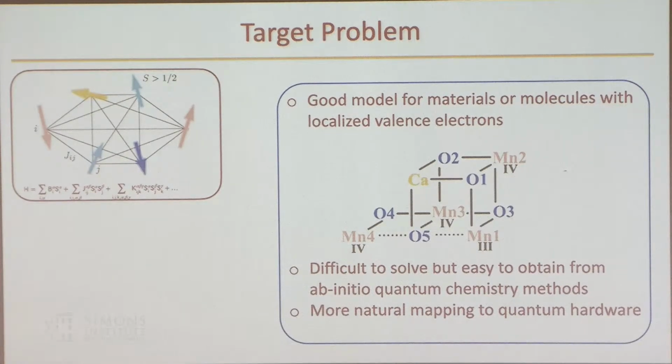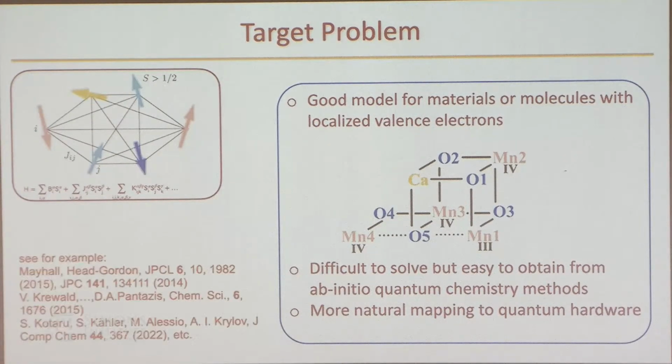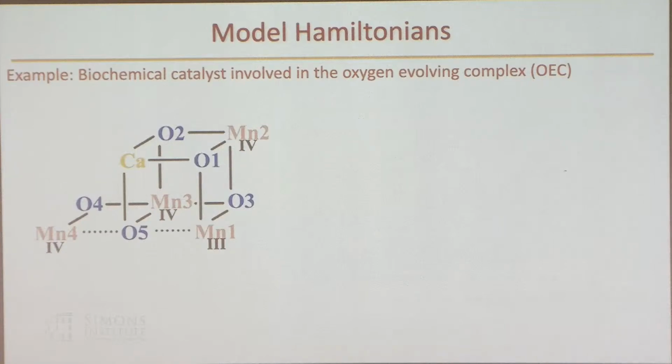This is a molecule that has a couple of high spins, and it is difficult to solve, but easy to obtain the model Hamiltonian, and it has a relatively natural mapping to the quantum hardware. And this is basically where we take this from. This particular molecule is a catalyst, which is important for the oxygen evolving complex in photosynthesis.